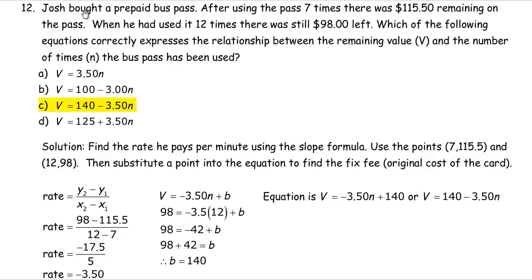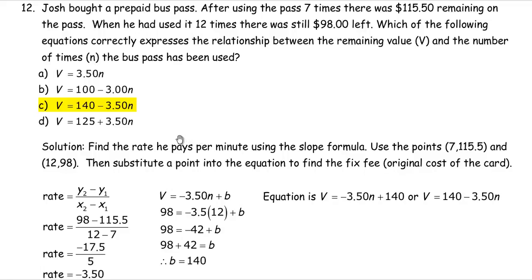Question number 12. Josh bought a prepaid bus pass. After using the pass 7 times, there was $115.50 remaining on the pass. When he had used it 12 times, there was still $98 left. Which of the following equations correctly expresses the relationship between the remaining value v and the number of times n the bus pass has been used?